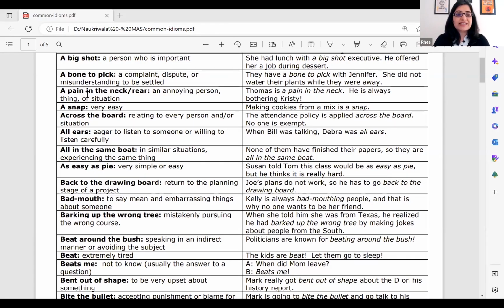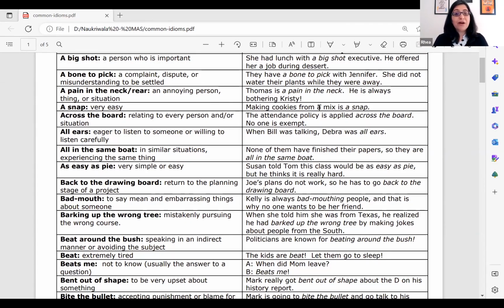Next up, a pain in the neck. We've heard this very often, right? When you say this person is a pain in the neck, that means the person is pretty annoying. A snap of a finger. We say with a snap of a finger, you will be able to do this. That means very easily you will be able to do this.